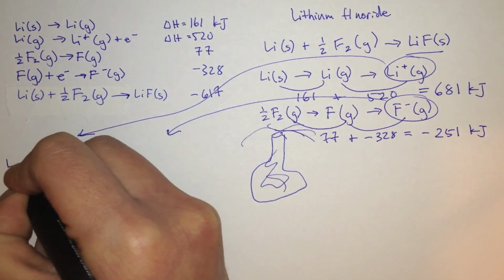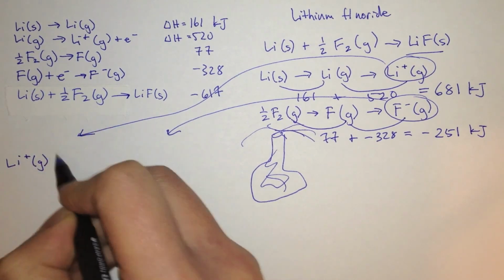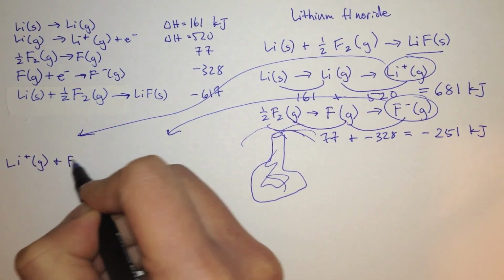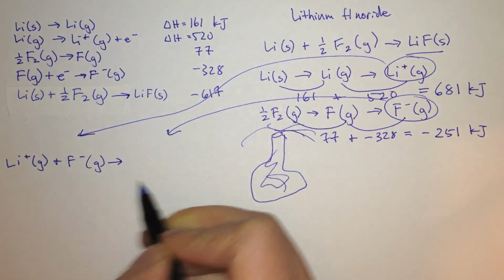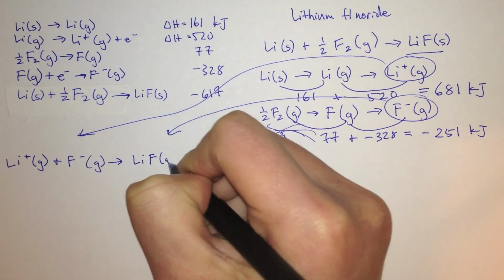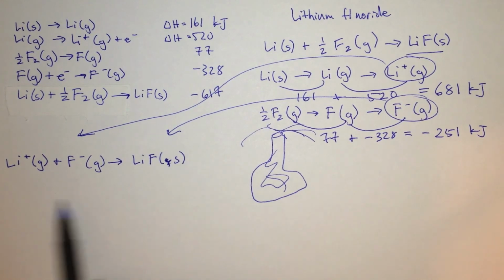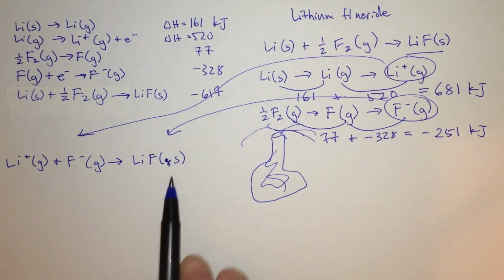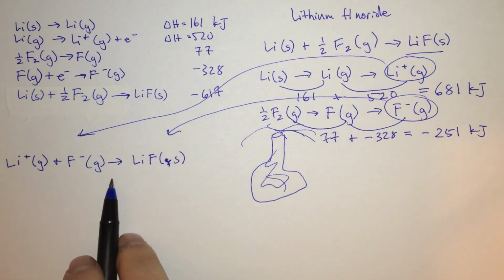And now we take these, just like we did in the previous problem, and we write another reaction. Here's our lithium, and here's our fluorine ion. And we want to put these together to create solid lithium fluoride, because we take the gaseous ions and we make a lattice, and this is the definition of the lattice energy.